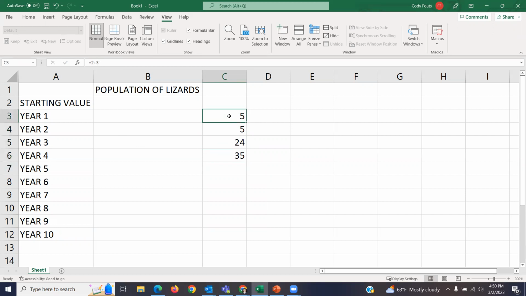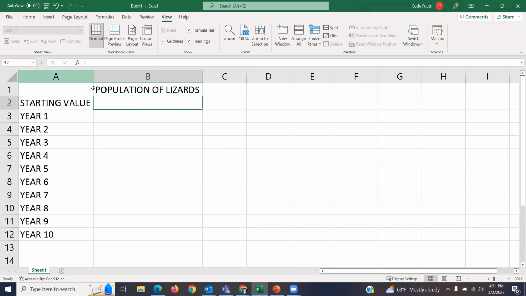The other cool thing about it is now if I go and change that number, so let's say I want this to be 4 instead, as soon as I press enter, notice that it changes the calculation down there because the value in that cell has changed. Okay, so those are some of the tricks of Excel. And we're going to use those to figure out how this population of lizards is changing over time.